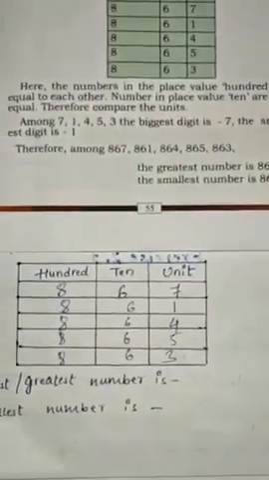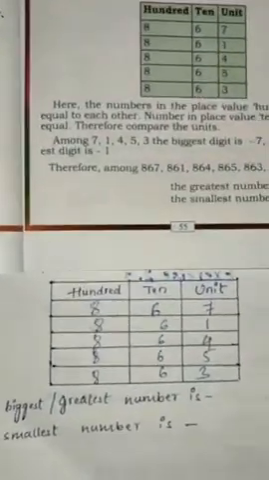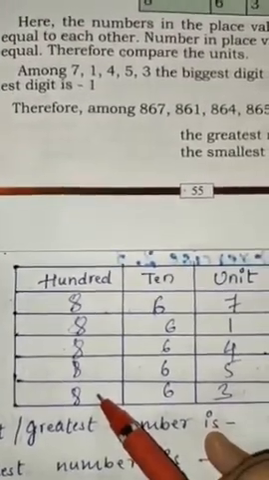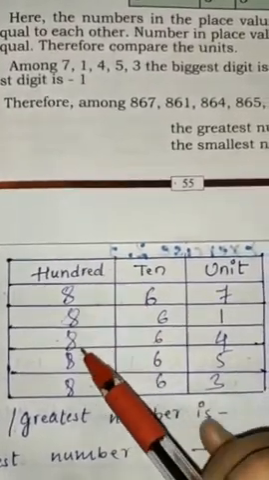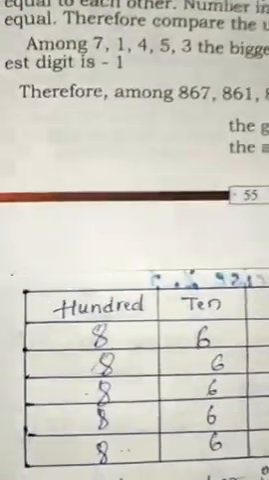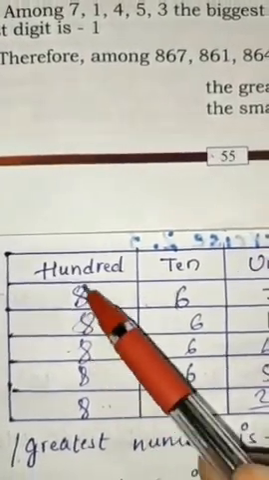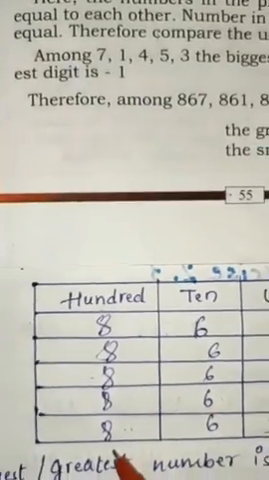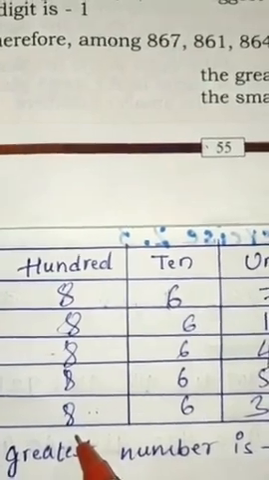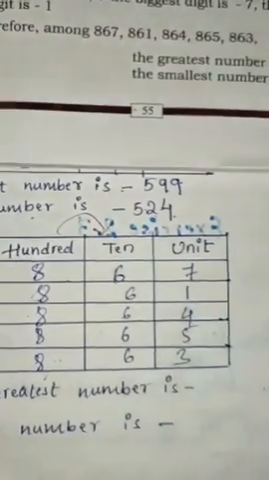Okay, now what you have to do? You have to start comparing the numbers from the 100 place. First you have to compare the digits in the 100 place. So first let us see which is the greatest digit in this 100 place. No, because all are the same here. 8, 8, 8, 8, 8, right? So we can't say which is the greatest or which is the smallest digit here. Now what we have to do? Yes, very good. We have to move to the 10th place, right?